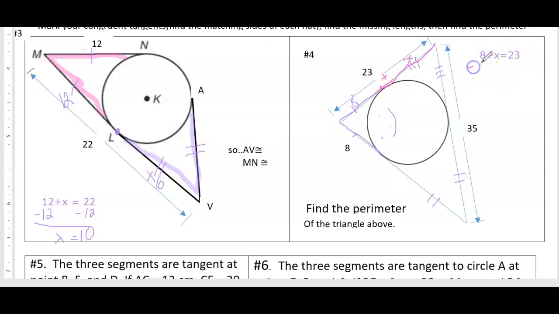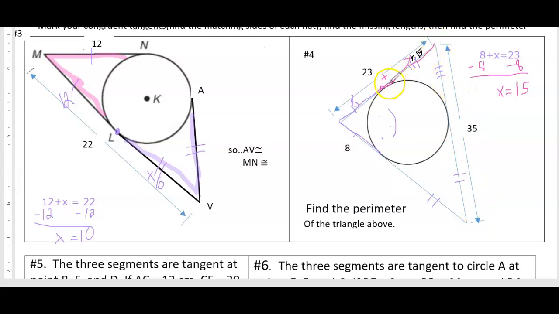I subtract, right? The inverse of addition is subtraction. So what is 23 minus 8? Great, you should have gotten 15. So this side is 15. So x equals 15. So 8 plus 15 equals 23.